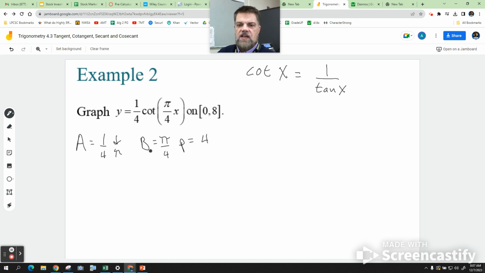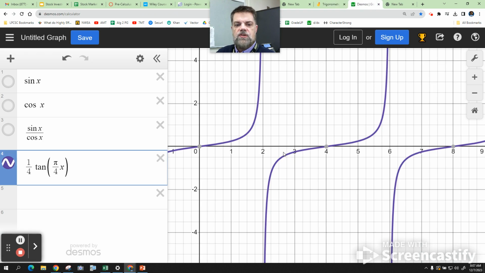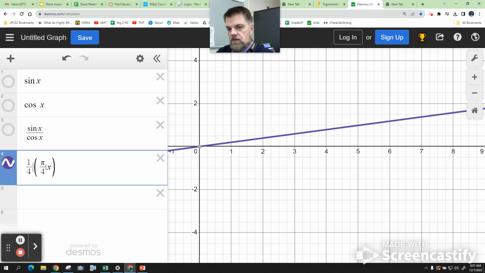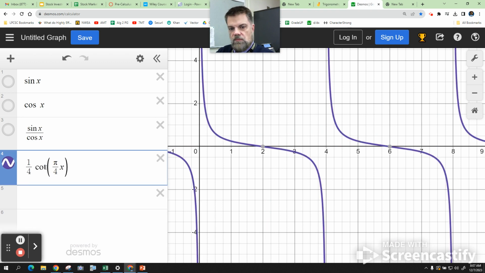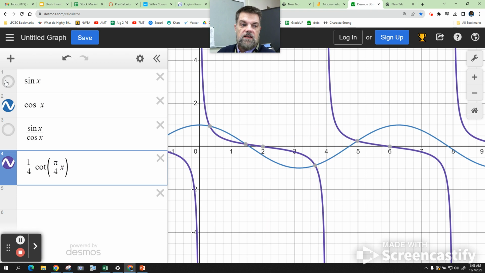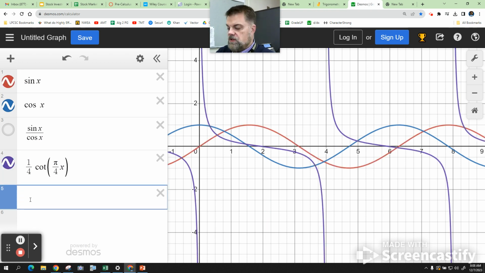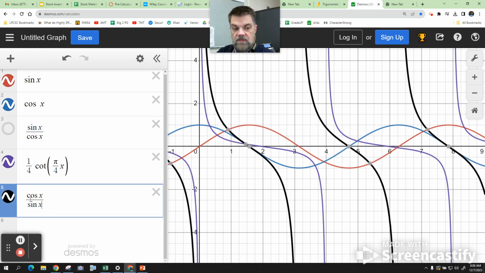B is pi over 4, and when we do the math on that, the period will be 4. So that's the transformation. But with cotangent, being the reciprocal, I don't want to say you're flipping it, but you kind of are. So watch what happens to this graph when I change this from tangent to cotangent. Same exact thing. But because you're flipping it, you're really doing cosine over sine. So now sine is on the bottom. In other words, cosine divided by sine of x.